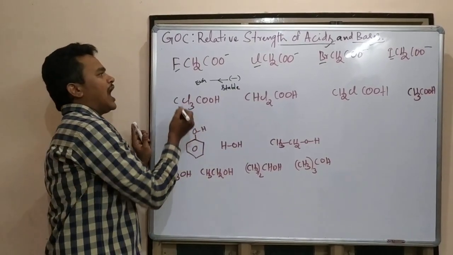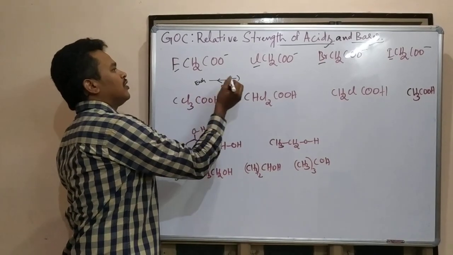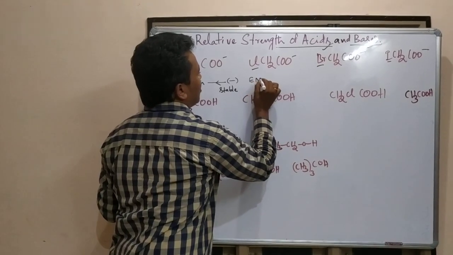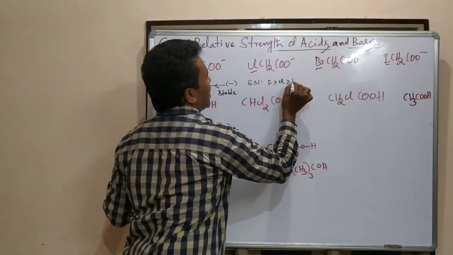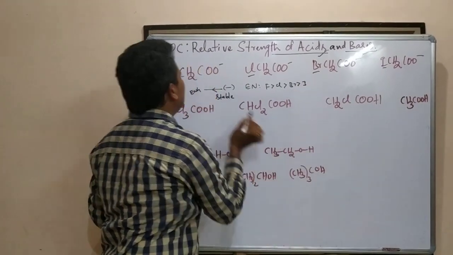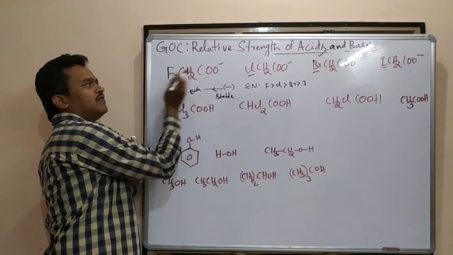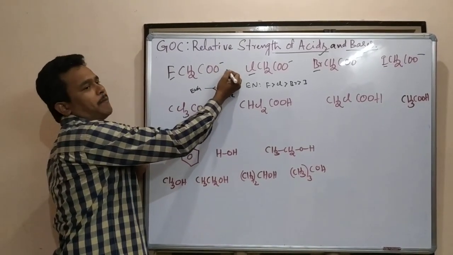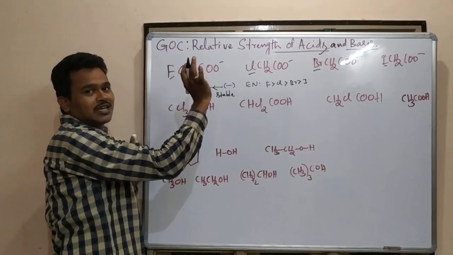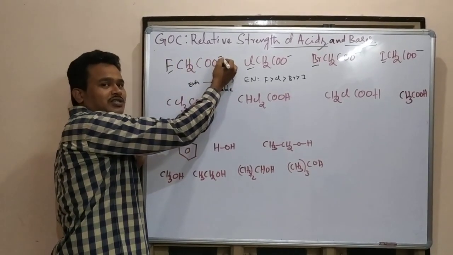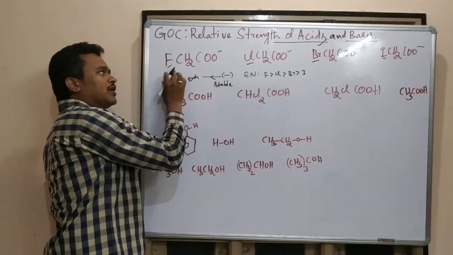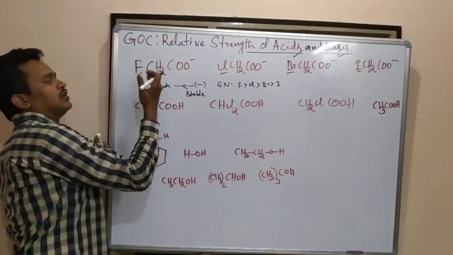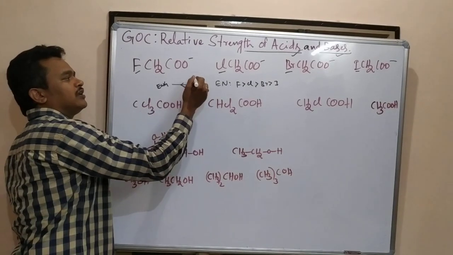More stable. So I have to check. Fluorine is also electronegative. Fluorine is more electronegative compared with chlorine. What is the electronegativity order? Fluorine is greater than chlorine, which is greater than bromine, which is greater than iodine. So fluorine can withdraw more. This can stabilize the carboxylate ion more, because it is withdrawing electrons more, so it can stabilize, it can neutralize this charge.